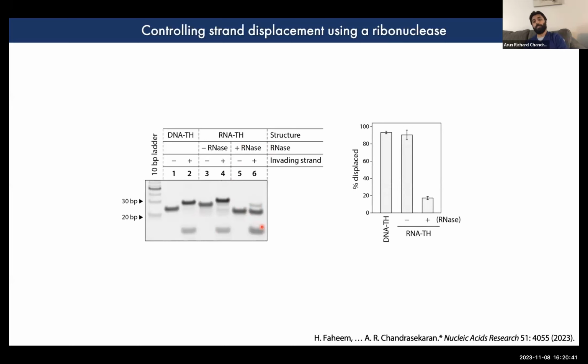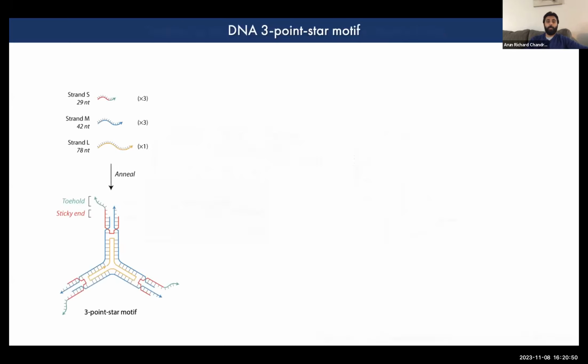Now that we have shown the toehold clipping strategy in duplexes, we then wanted to see if we can use this strategy in more complex DNA nanostructures. So we chose to work with the 3-point star motif, which has 3 arms emanating from the center. Each arm of the 3-point star motif contains 2 double-stranded domains connected by 1 crossover point in the middle. And this motif is 3-fold symmetric, so each arm contains the same sequence.